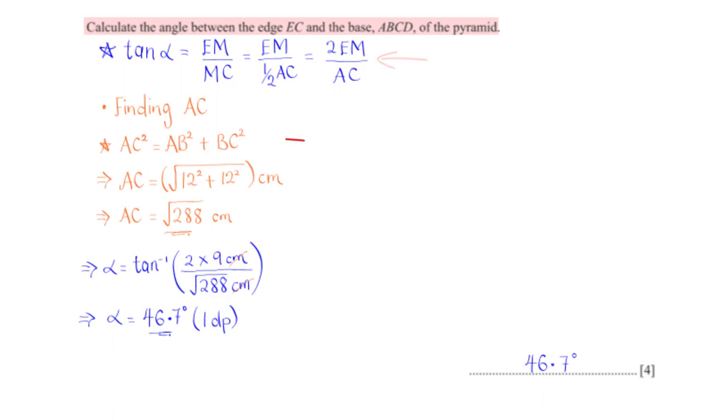And so this gives us AC squared is equal to AB squared plus BC squared. AB is equal to 12 centimeters and BC is also equal to 12 centimeters. And so AC is equal to the square root of 12 squared plus 12 squared centimeters. And this gives us square root of 288 centimeters. So now we have alpha as tan inverse of 2 times 9 centimeters divided by square root of 288 centimeters. When we type this into the calculator, we get alpha is equal to 46.7 degrees, correct to one decimal place.